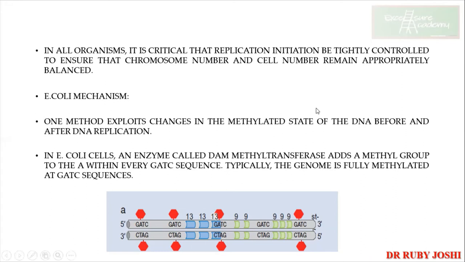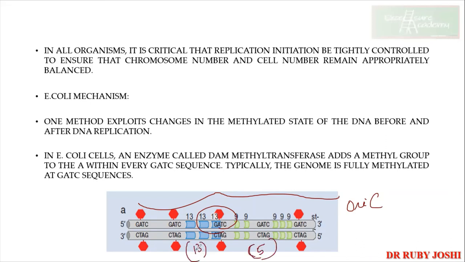So we know something about the Dam methyltransferase. Earlier we talked about the GATC sequences also. We know that the Dam methylase adds the methyl group at the adenine, wherever you have GATC sequences. Now, what can you tell about these sequences? This is your ORIC. Remember, 13-mer and 9-mer units are there: 5 of 9-mer and 3 of 13-mer. So this is nothing but the ORIC.